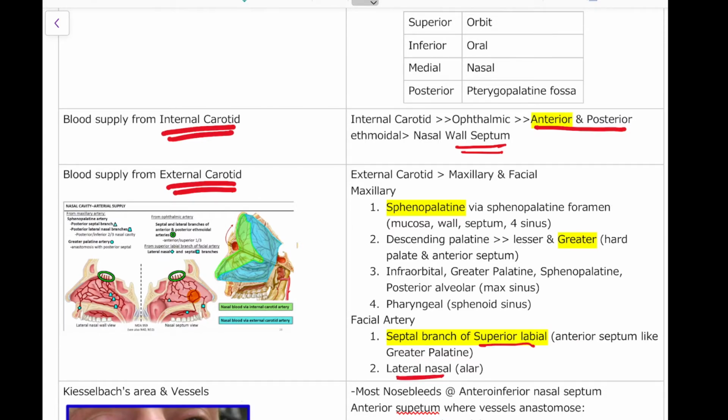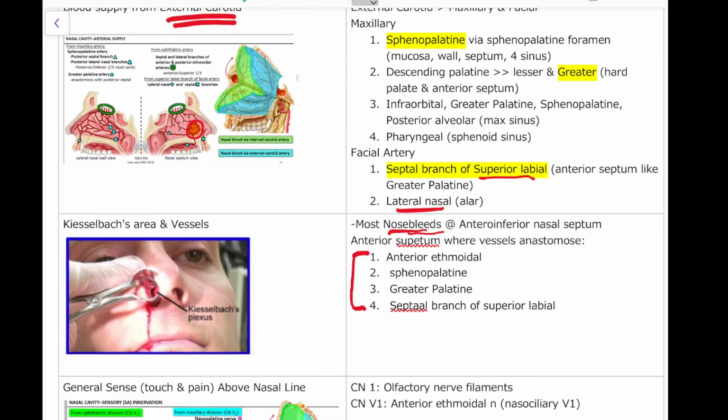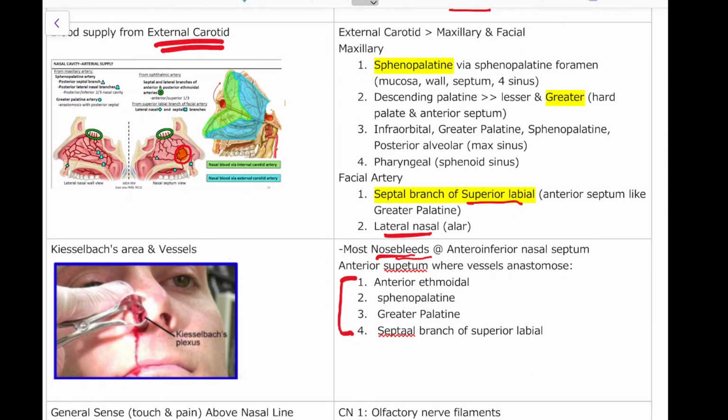And this is important because a lot of these arteries can meet in one area, and that's what we call Kiesselbach's plexus, where most common nosebleeds happen because these 4 arteries kind of collide in that specific area. Those are the anterior ethmoidal, which we remember came from the internal carotid. Sphenopalatine came from the maxillary, so that's external carotid. Greater palatine came from the maxillary, so that is external carotid. And then the septal branch of the superior labial came from the facial, and that's from external carotid. We only have one branch from internal carotid.